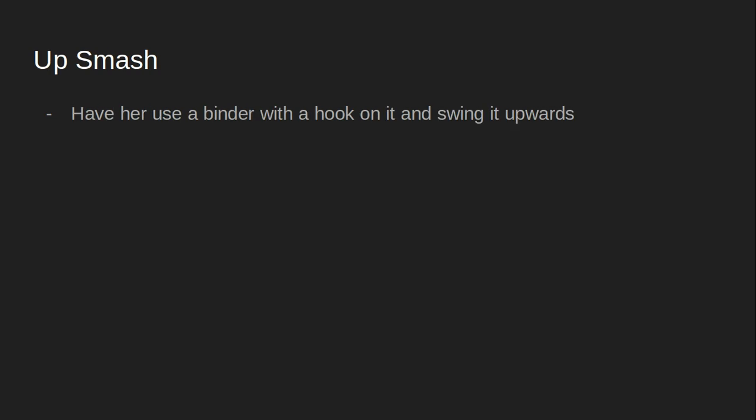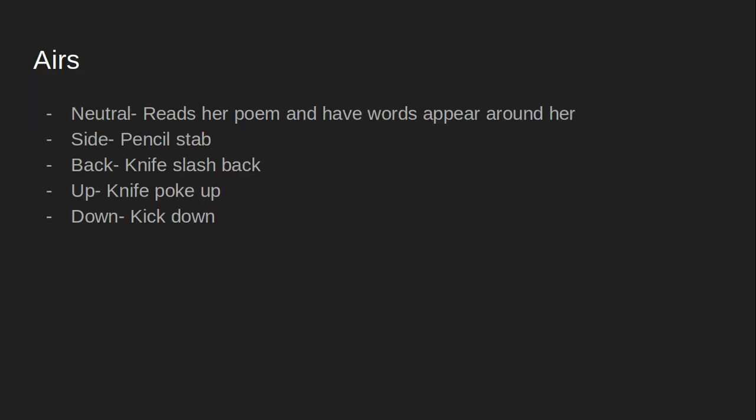The up smash would have her use a binder with a hook and then swing it upwards. And a down smash, a spin with the binder. By the way, all these smashes have a bit of end lag, but they're pretty powerful. Just saying that. The neutral aerial will have her read a poem, and then words appear around her. The side aerial will have her do a pencil stab sideways. The back aerial will have her do a knife slash back. Up aerial will have her do a knife poke up. The down aerial will have her do a kick down.